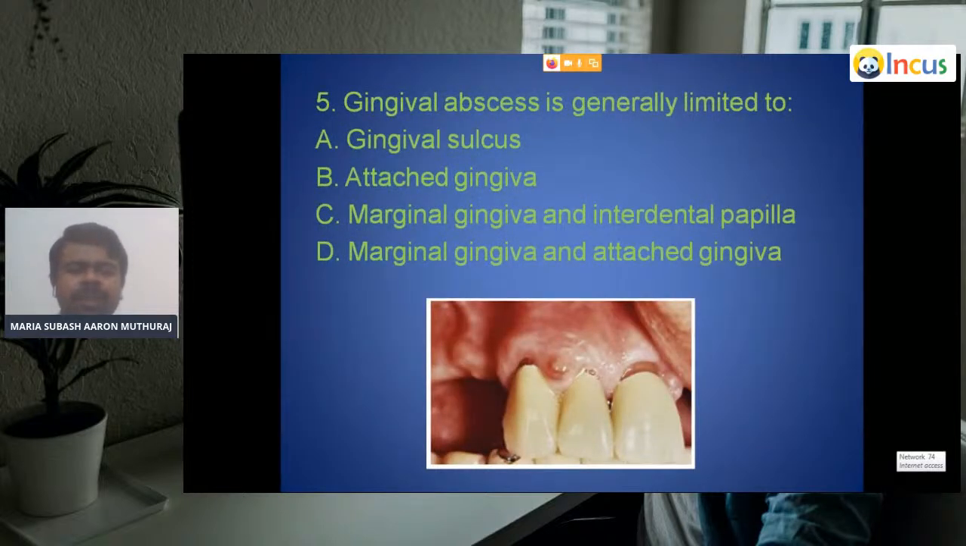Here you can appreciate in this picture a case of gingival abscess presented with an expanding lesion in the interproximal region due to impaction of food. As I already told, the gingival abscess is generally limited to the marginal gingiva and interdental papilla. Therefore, the answer should be C. If it is a periodontal abscess, then the answer should be D, because attached gingiva is involved in periodontal abscess, whereas the marginal gingiva and interdental papilla are commonly involved in gingival abscess. Answer should be C.